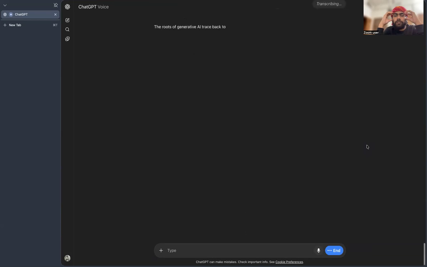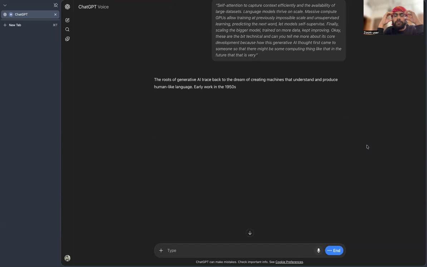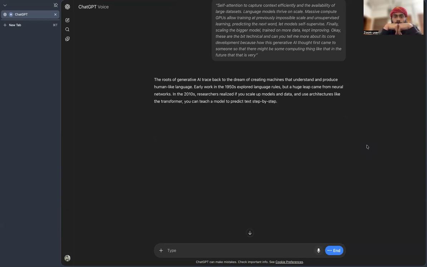The roots of generative AI trace back to the dream of creating machines that understand and produce human like language. Early work in the 1950s explored language rules, but a huge leap came from neural networks. In the 2010s, researchers realized if you scale up models and data and use architectures like the transformer, you can teach a model to predict text step by step.